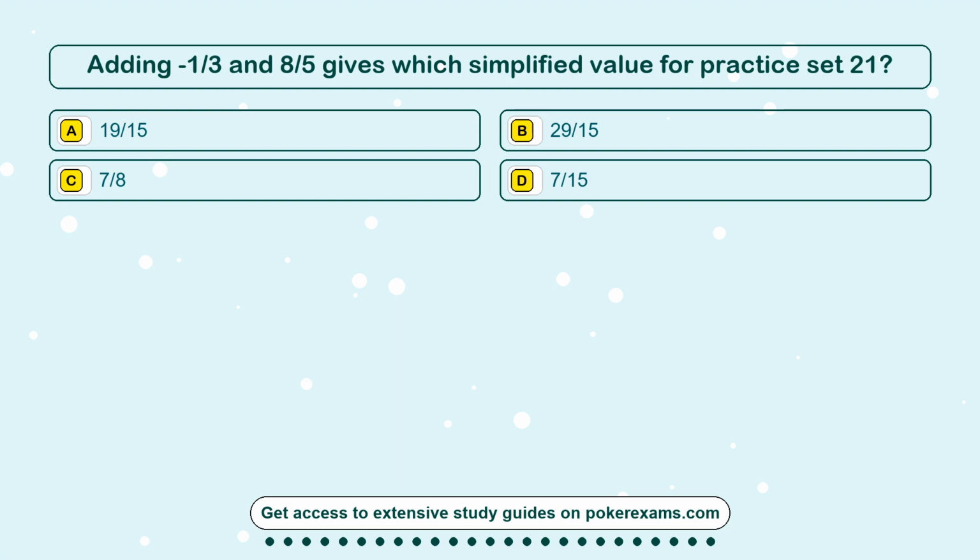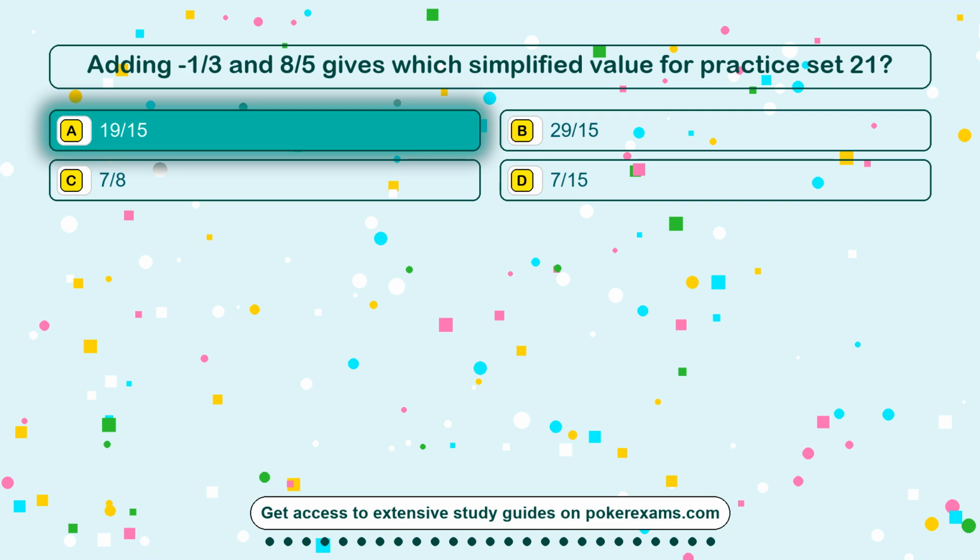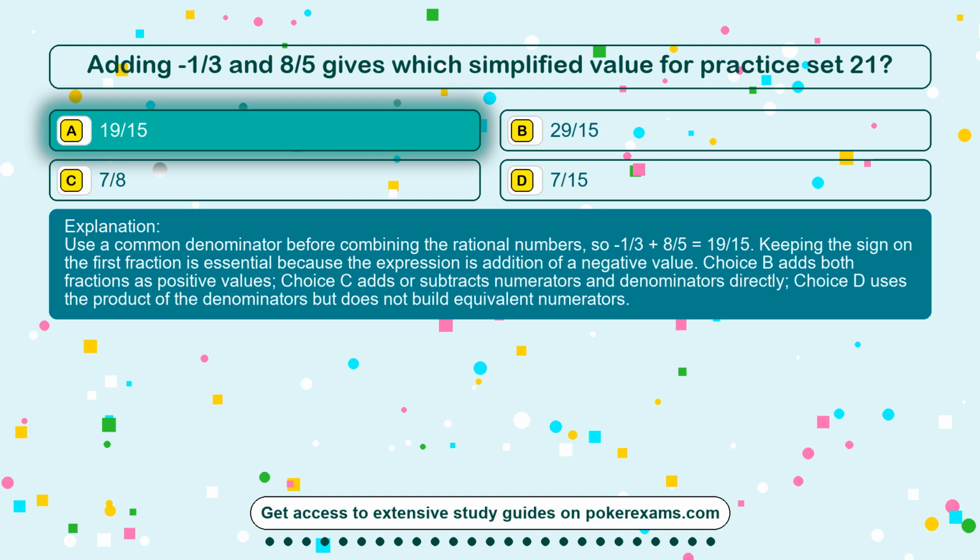Question 1. Adding -1/3 and 8/5 gives which simplified value for practice set 21? Option A 19/15. Option B 29/15. Option C 7/8. Option D 7/15. The correct answer is option A, 19/15. Use a common denominator before combining the rational numbers, so -1/3 plus 8/5 equals 19/15.